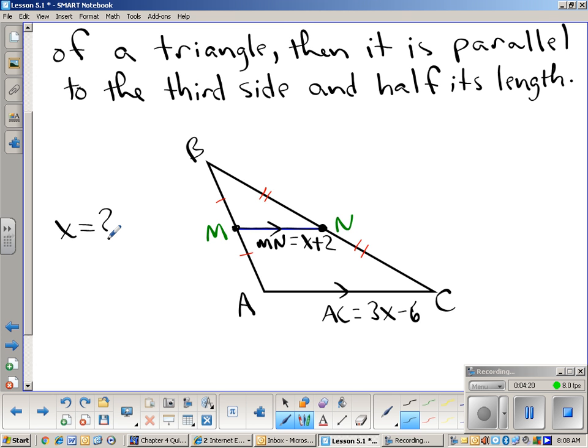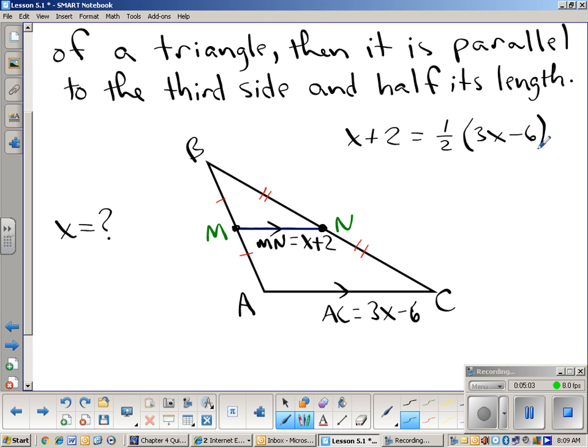Let me ask it this way. How would we set it up to find what x is equal to? What was the relationship between mid-segment MN and segment AC? Jackson? Would it be x plus 2 equals half of 3x minus 6? Okay, that's one way. He's saying, could I write this? Okay, I would totally agree with that. I think with the fraction, it's gonna make it a little harder.